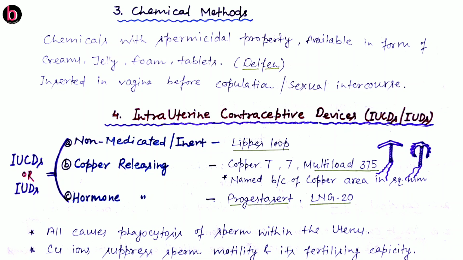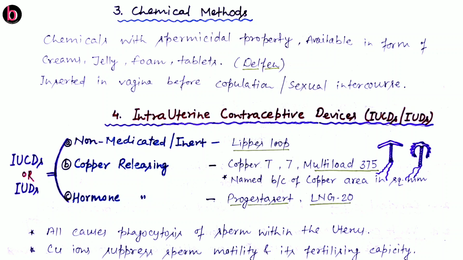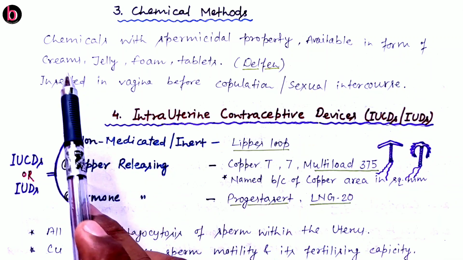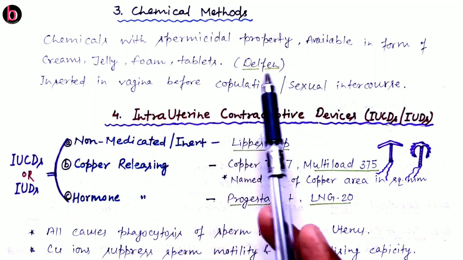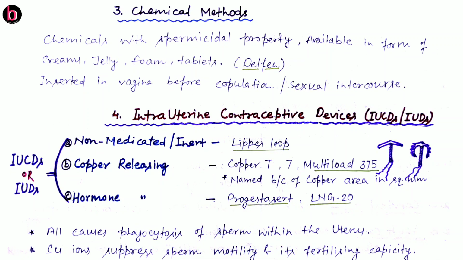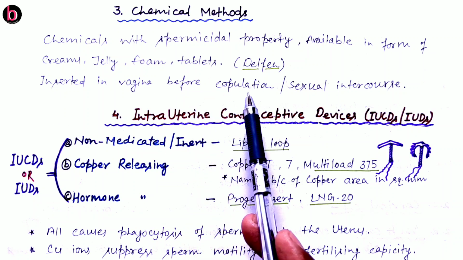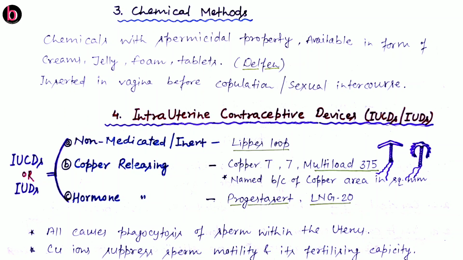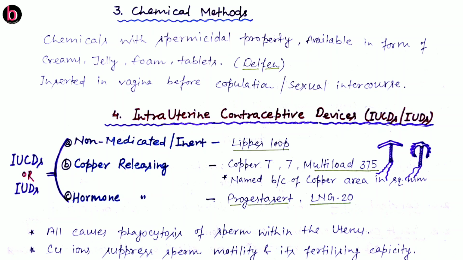There are a number of chemicals available in the market that have spermicidal property, and they are available in the form of creams, jelly, foam, tablets. Telfen is one example. Spermicidal means that it causes death or killing of sperm. These creams or chemicals are inserted in the vagina before copulation or sexual intercourse. So when sperm reaches the vagina or uterus, that sperm will be killed.